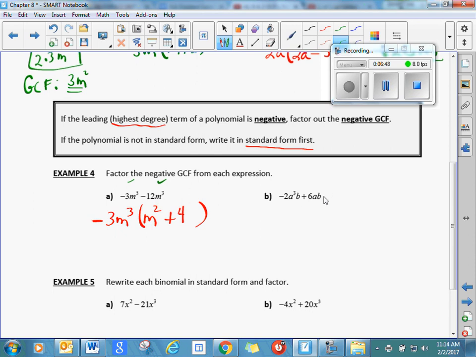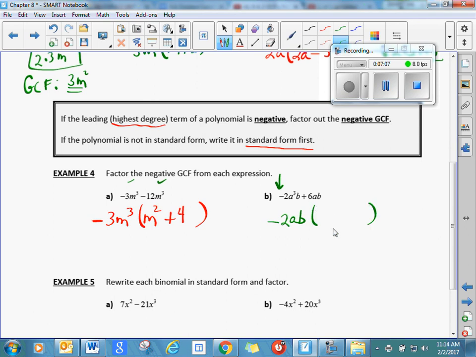These exponents are also in order. So all I need to do now is look at the GCF. I've got a negative coefficient. I need to factor out a negative GCF. 2 will come out. What else will come out? A will come out to the first power, lowest exponent, and B to the first.